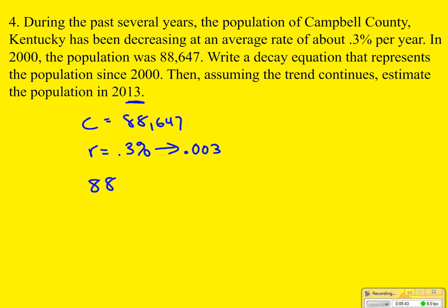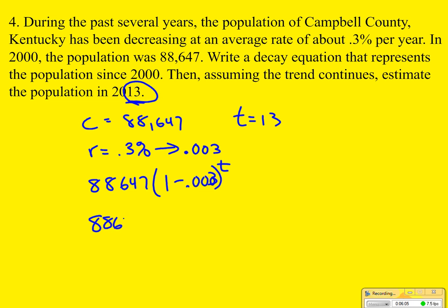So which means my equation looks like this: 1 minus 0.003, apologies, to a time of t. Now, t is years in this case because we're talking about a population, and we're talking about how much it has dropped off in 13 years. So t is going to be 13. So I'm going to have 88,647 times 1 minus 0.003, which is 0.997, raised to the 13th power.